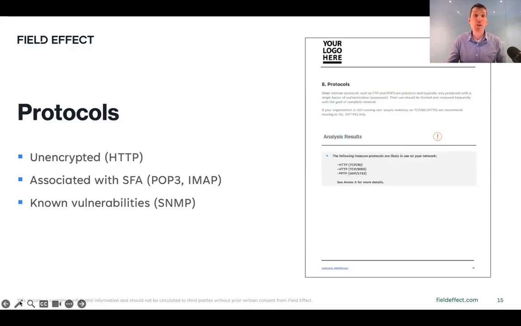The next one is protocols. And what we're looking for in the protocol section is anything that's out of date, unencrypted, or that's associated with single factor authentication. So I don't think for POP3 and IMAP there's even a way that you can attach multi-factor authentication to those. So we would include them. We see a web server that's still responding on HTTP. We want to see TLS everywhere. So we'll flag that. And if we see something like SNMP that has known vulnerabilities, we'll flag that as well.